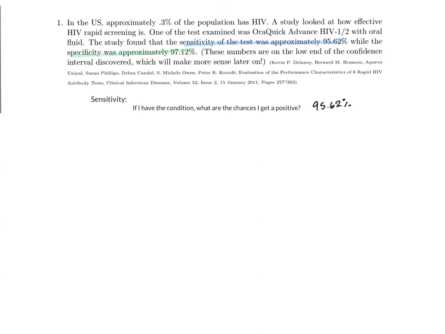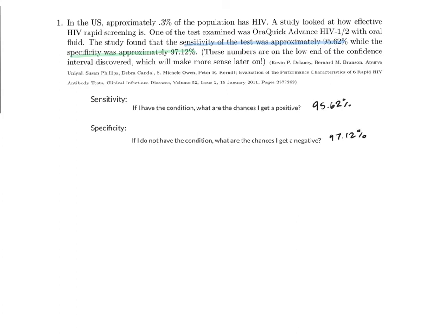Specificity says if I don't have the condition, what are the chances I get a negative? And according to our thing here, the specificity of this specific test is 97.12%. One thing to note about this test right away before doing anything else is the fact that specificity here is actually higher than sensitivity. This is kind of backwards from what we'd want with contagious disease screening.